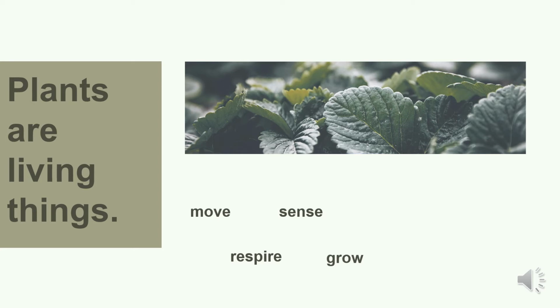Grow. Plants grow when they get everything they need. It reproduces. It means it can have an offspring or it can produce a smaller plant. Excrete, they breathe out oxygen, and they need nutrients for them to stay healthy.